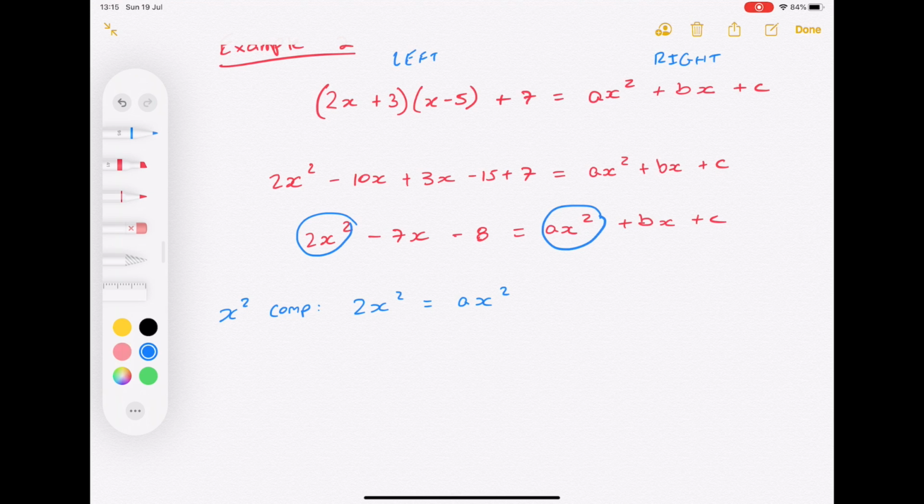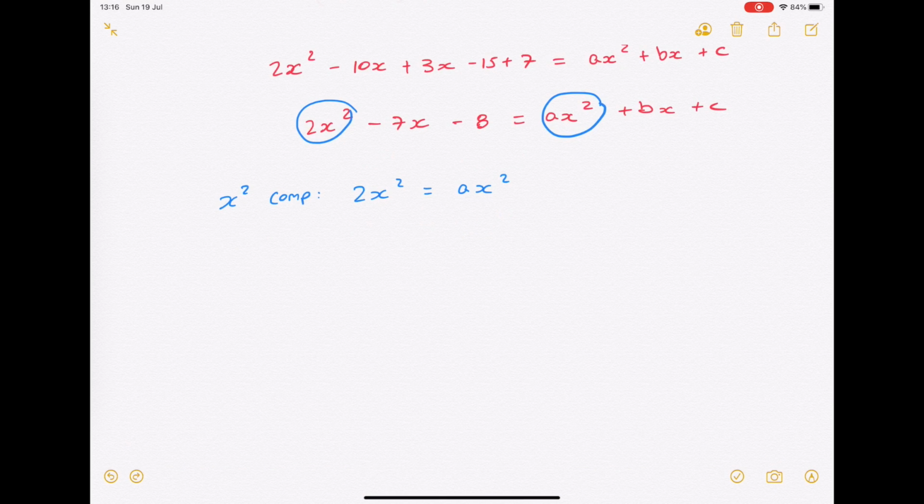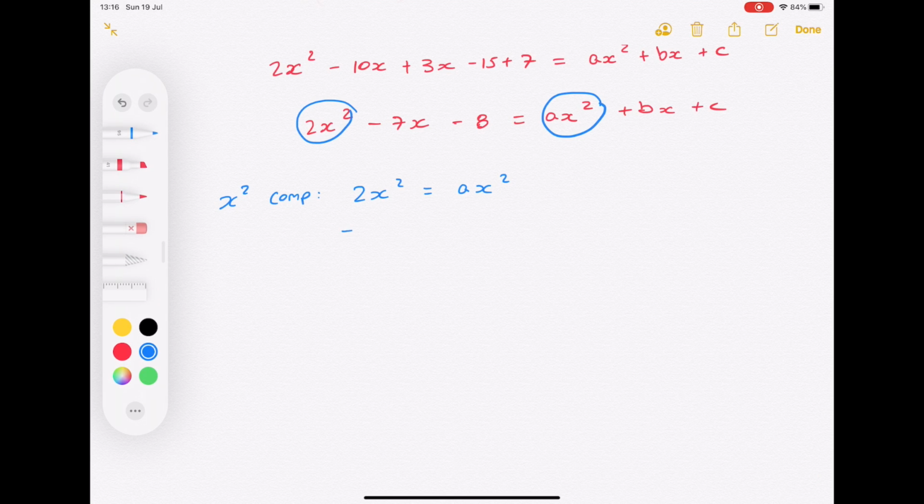Otherwise, this equal sign that you can see here wouldn't be valid. So in order for that equal sign to be valid, these two terms need to be equal. And so we have this equation here that we've built from our observations. What we're going to do is divide by x squared on both sides, just to get rid of the x squared. And we're going to be left with 2 equals a. So we found out what a is.